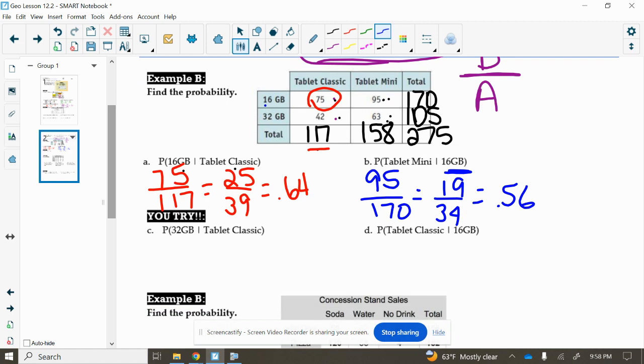All right, this time there are two for you to try. The first one is saying, what is the probability that it is a 32 gigabyte tablet given it's a classic tablet? And then for the second one, what is the probability that it's a classic tablet given it's a 16 gigabyte tablet?